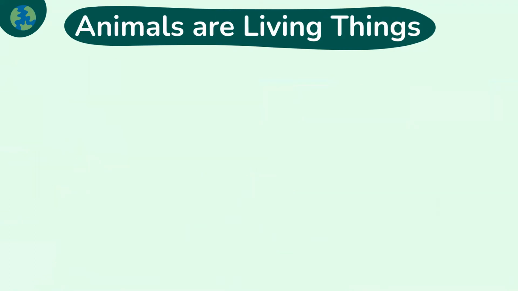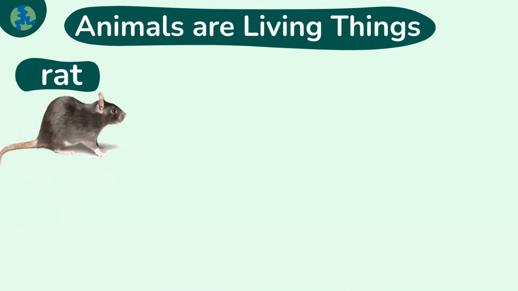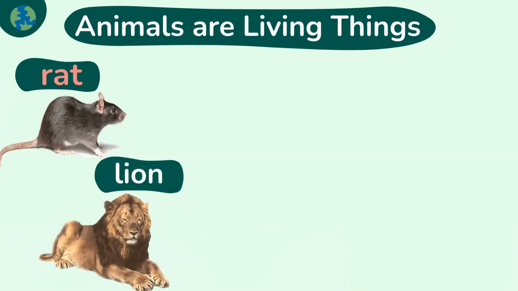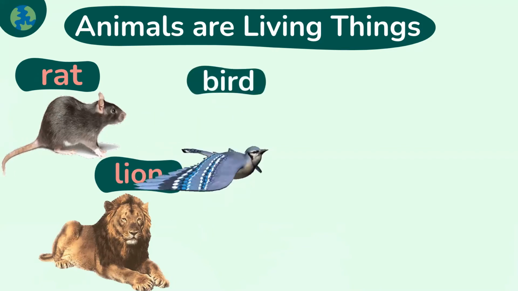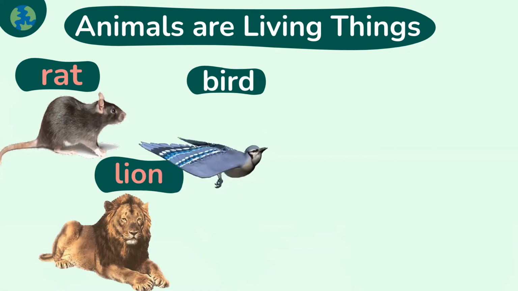Animals are living things as well. Examples of animals are rats. Let's spell the word rat. R-A-T. Rat. Good job. The next example is lion. Let's spell the word lion. L-I-O-N. Lion. We also have bird. Let's spell the word bird. B-I-R-D. Bird.